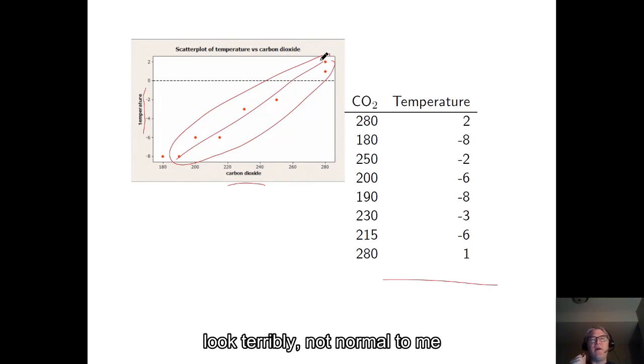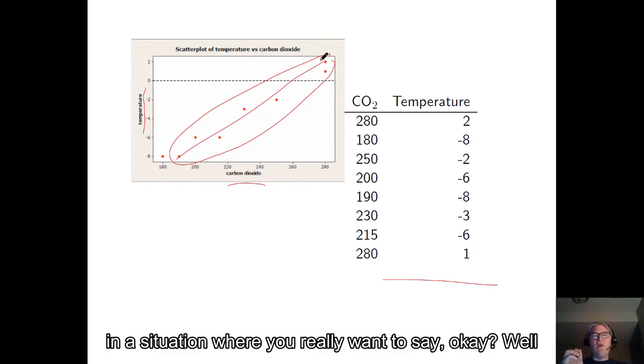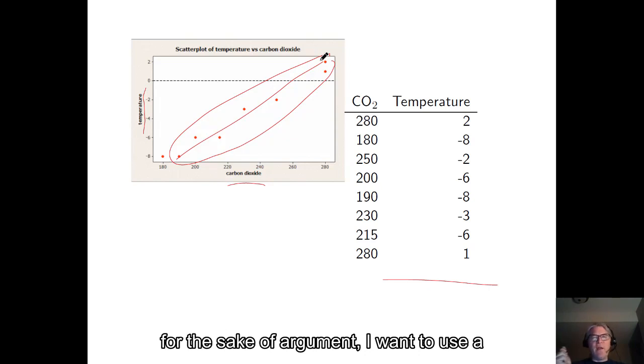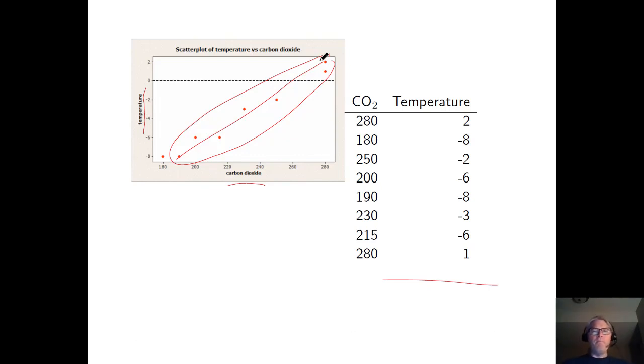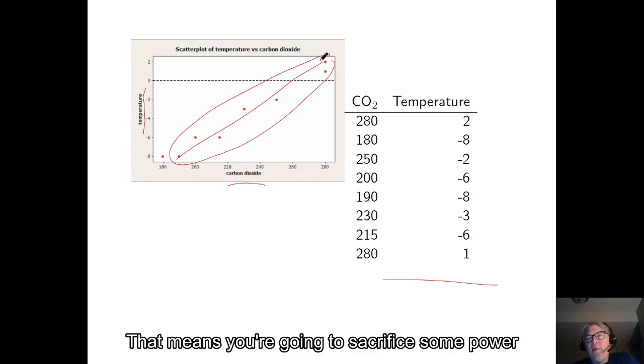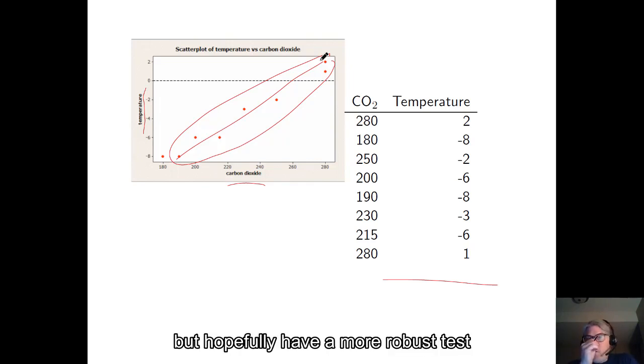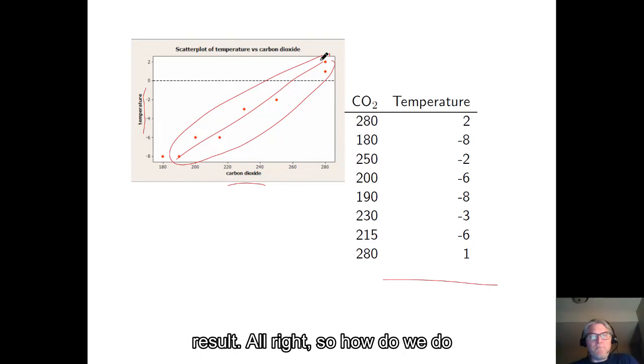It doesn't look terribly non-normal to me, but you might be in a situation where you really want to say, okay, well, for the sake of argument, I want to use a test that makes very few assumptions so that it's robust, even if those assumptions are wrong. So I'm going to prefer a non-parametric test. That means I'm going to sacrifice some power, but hopefully have a more robust test result. All right, so how do we do the Spearman's rank correlation test?